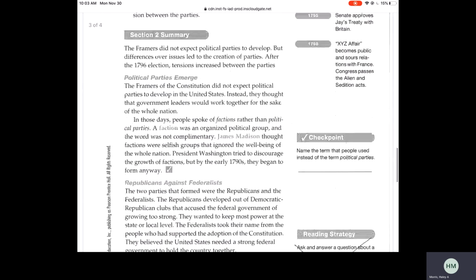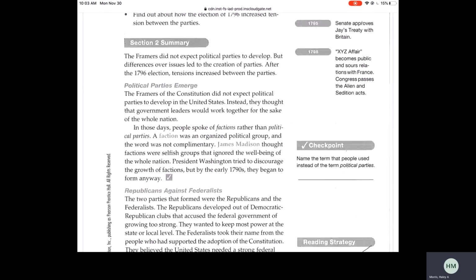So we're going to go ahead and get started with section 2 now. The framers did not expect political parties to develop, but differences over issues led to the creation of parties. After the 1796 election, tensions increased between the parties.